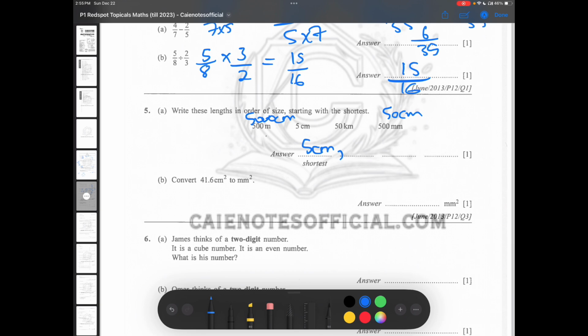After that we have 50 centimeter. This is 500 millimeter. Then I have 500 meters, and then I have 50 kilometers, the biggest of them all.